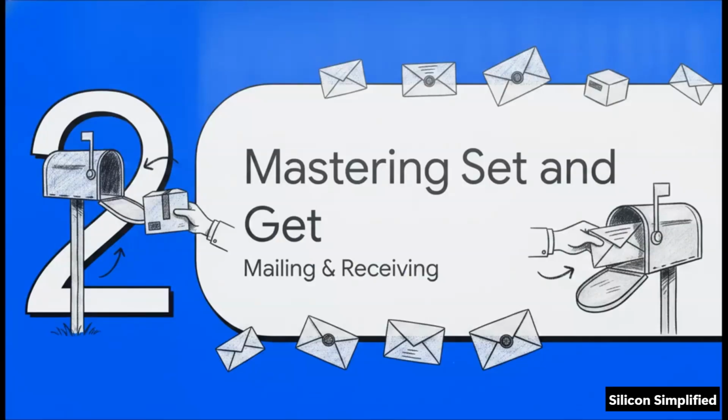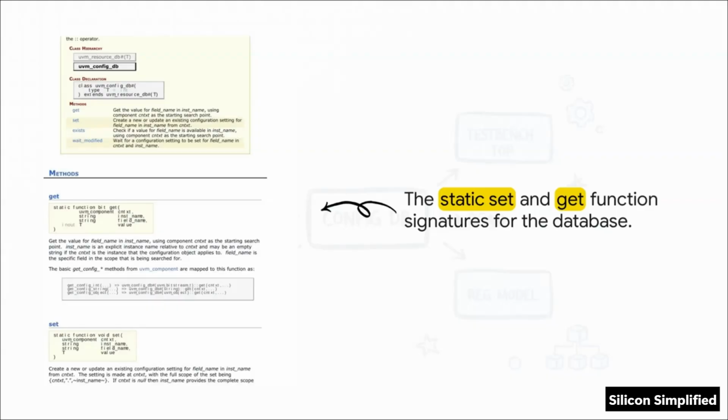Moving right along to Section 2, mastering set and get. We're talking about mailing and receiving packages here. Because if the config DB is our postal service, well, set is how we drop a package in the mail, and get is how we check our mailbox to receive it. Straight from the UVM standard, check out the static method signatures for setting and retrieving data. Notice how both set and get require 4 arguments? That's the secret sauce. If you can master these 4 arguments, you master the entire database.